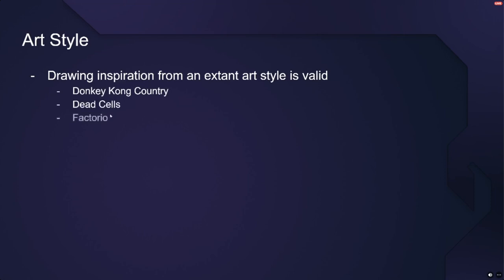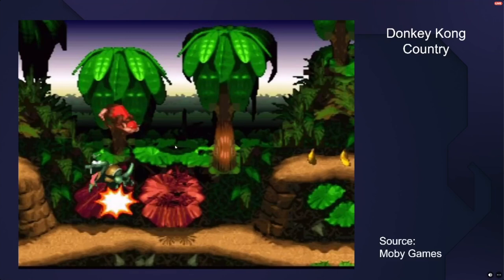There are some things to consider though, and we're going to start off with some examples. Donkey Kong Country, Dead Cells, Factorio, and even Castlevania Symphony of the Night. So Donkey Kong Country was one where they essentially baked 3D to 2D assets. I don't know how many of you have played this game, but back in the day, this was like, whoa, this is amazing.